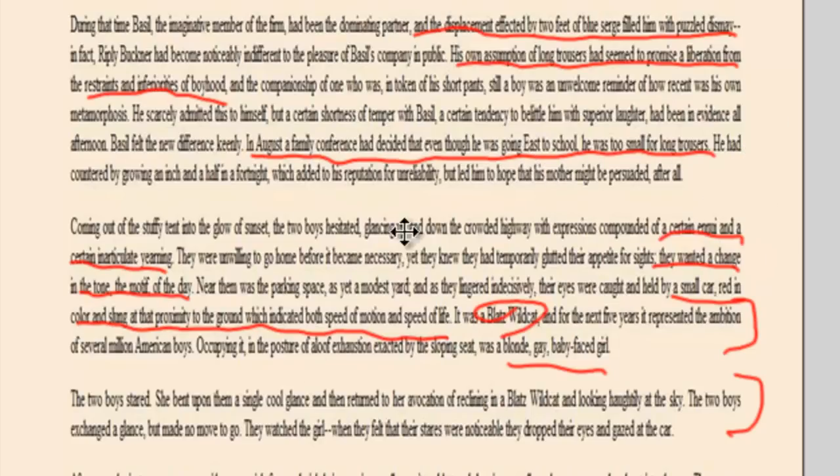This paragraph is just beautiful writing, but it talks about how they're just feeling a drive to do something that they're not sure about, and they need a change. No sooner do they think that than they see a red sports car, small, red in color and slung at that proximity to the ground, which indicated both speed of motion and speed of life. A Blatt's Wildcat, how all these boys wanted it. And it is a beautiful blonde girl. They spend some time staring, and out comes a young man who fires up the car and pulls away. So this is what I've read so far.